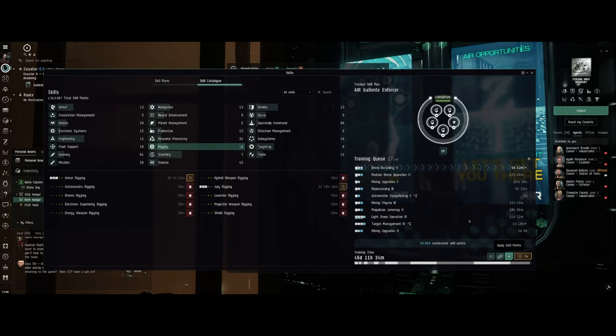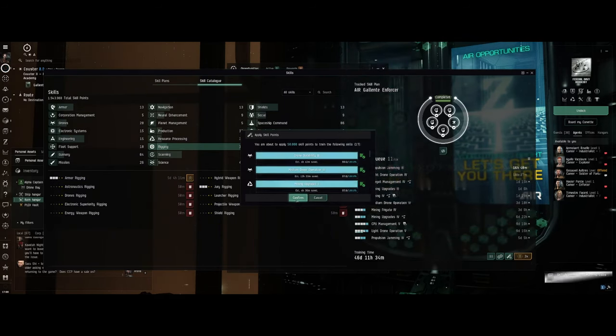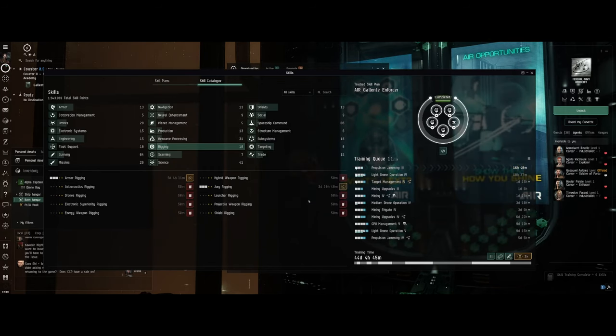I do have some skill points I can apply. So I'm going to apply 50,000 skill points. And that took me down to 44 days. So 50,000 is about 2 days. Currently have 1.543 million skill points.